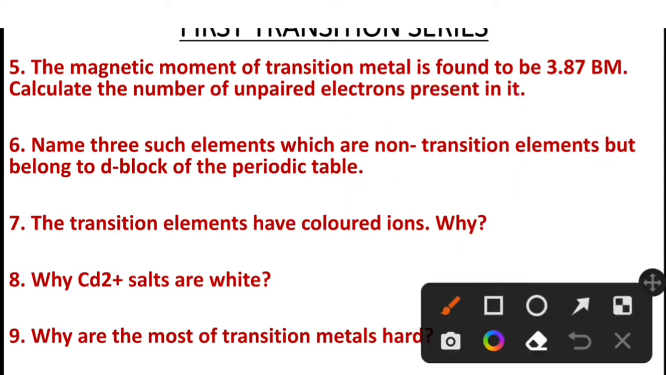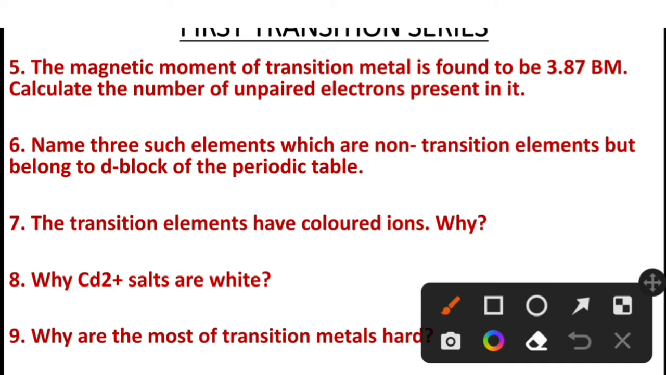Move on to the next question. Name 3 elements which are non-transition elements but belong to the d block of the periodic table. So these are the last elements of the first, second and third transition series. Which are those 3 elements? Zinc, cadmium and mercury. Okay. Right. Check out the next question now.